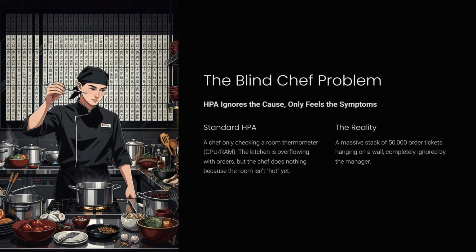Think of our application like a busy pizza shop. You have one chef in the kitchen. How does a normal chef decide they need help? Usually, they look at how sweaty they are. They look at the temperature of the oven. This is exactly how HPA works. HPA only looks at internal symptoms like CPU and RAM.